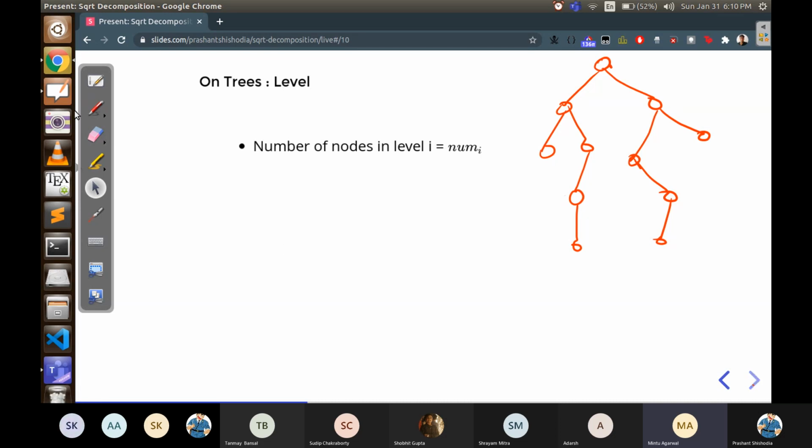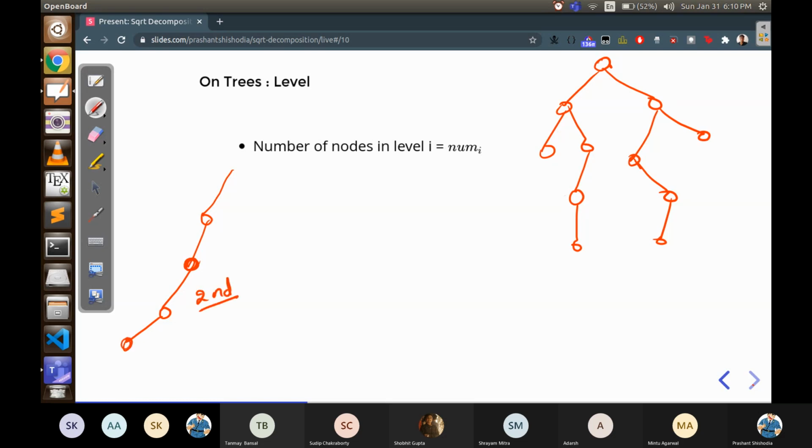Got it, right. So what we do in normal LCA is, in normal LCA, the ancestor depends on just this vertex. So I'll just have to find this vertex, right? So I can find its second parent.